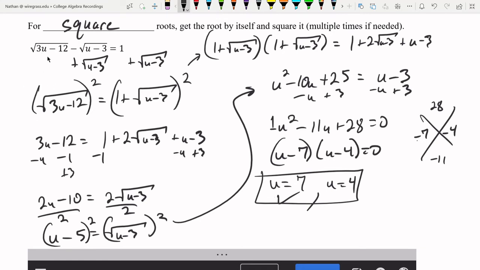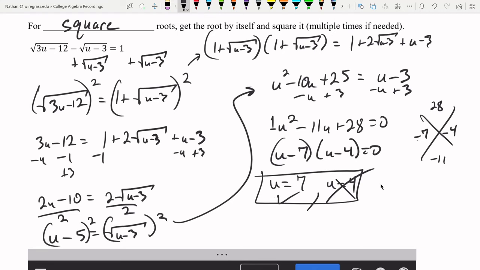12 minus 12 is 0. We get just 0 here. And here, 4 minus 3 is 1. And the square root of 1 is 1. We have negative 1 equals 1. And that is how you know that 4 is an extraneous solution. It gives you a false statement.